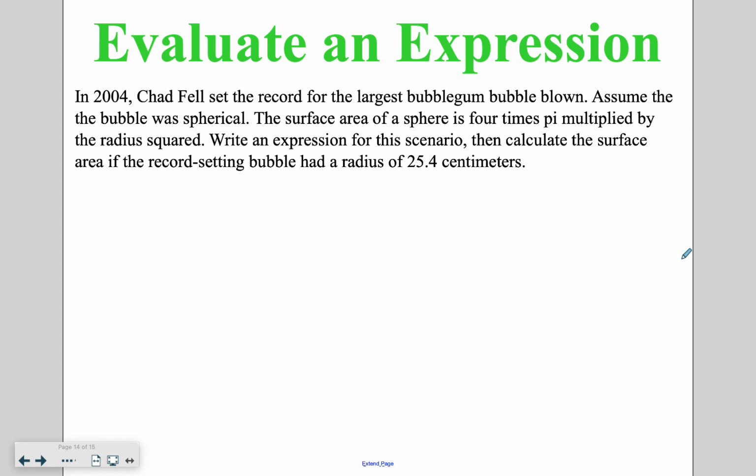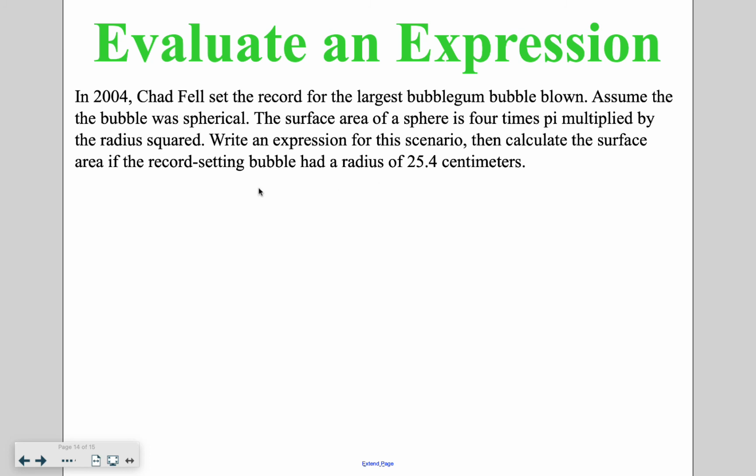Putting it all together now, in 2004, Chad Fell set the record for the largest bubblegum bubble blown. Assume that the bubble was spherical. The surface area of a sphere is represented by 4 times pi multiplied by the radius squared. Write an expression for the scenario, then calculate the surface area if the record-setting bubble had a radius of 25.4 centimeters. The first thing it asks us to do is to write the expression.